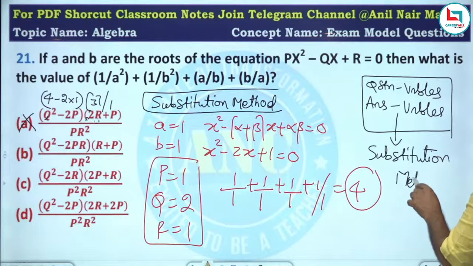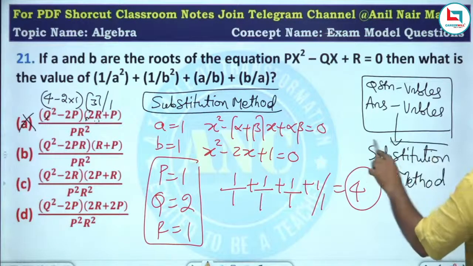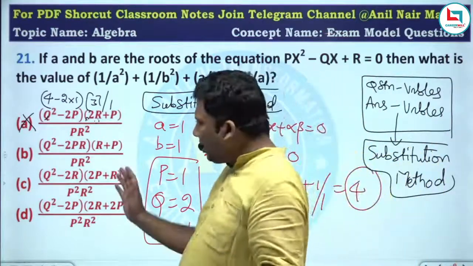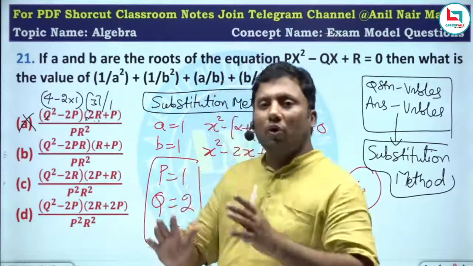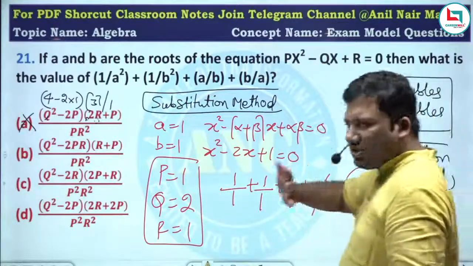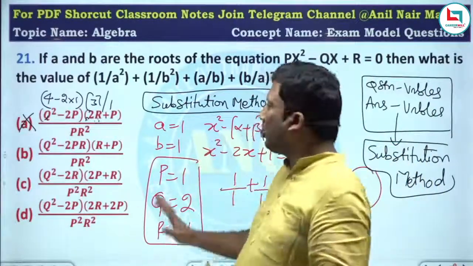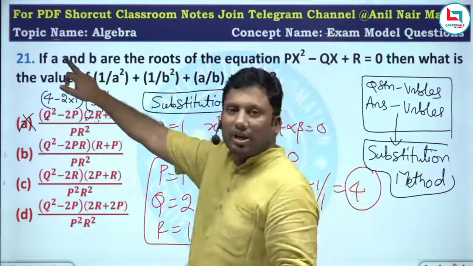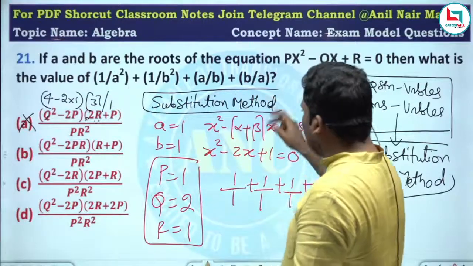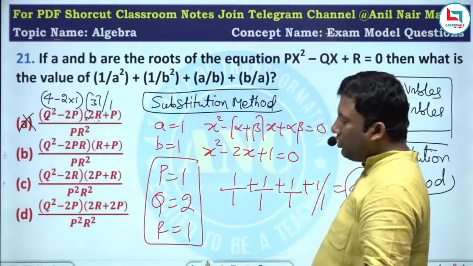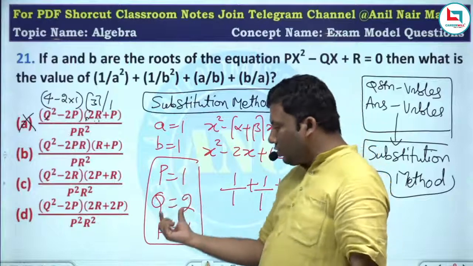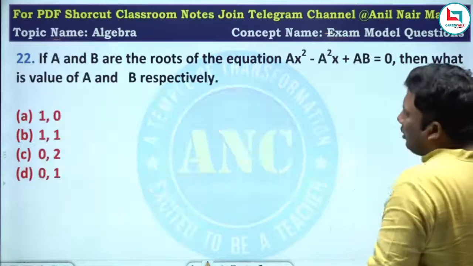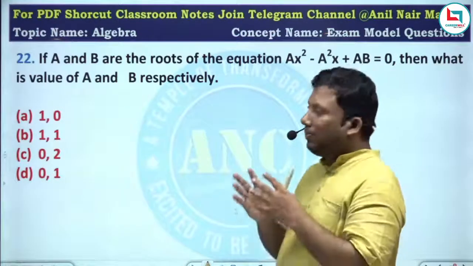Degree method probably might help you to eliminate incorrect answers. Otherwise, you can use this method. I hope the concept is very clear. Simple question. Do not fear looking at a question. Question contains variable, answer contains variable. I substituted a value 1, b value 1, so the equation became x square minus 2x plus 1 equals 0. P1, Q2, R1. Just compare it and solve it. Very easy question. There is just a fear by looking at a question.